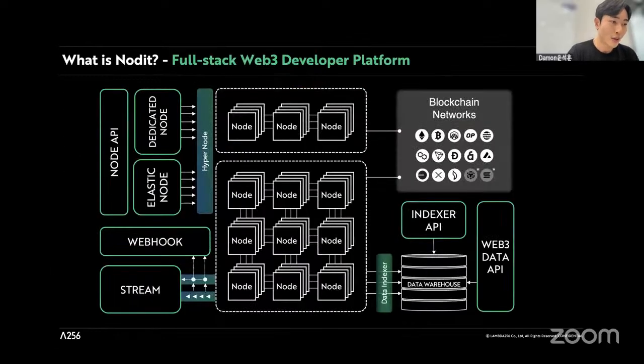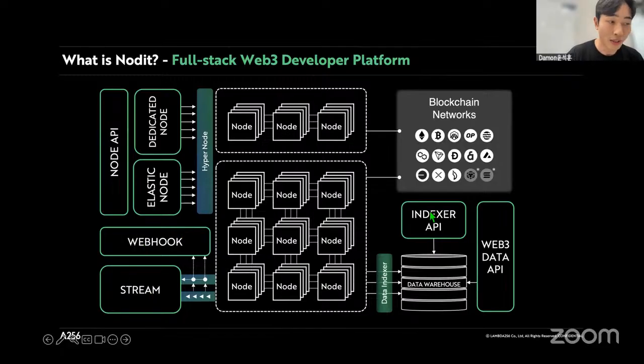So how exactly does Nodit support all these use cases? I can say Nodit is a full stack Web3 developer platform that provides node infrastructure and data level APIs. On the left here, we provide node APIs through our node pools, so you can query on-chain data directly using standard node client APIs. We also offer webhooks and streams, so you can subscribe to blockchain events in real time.